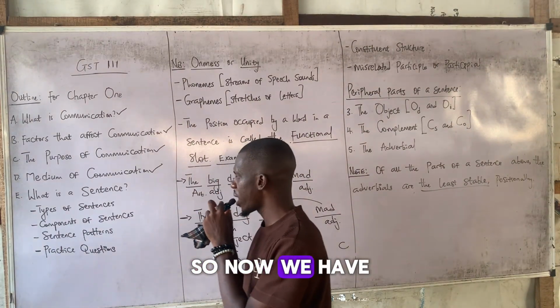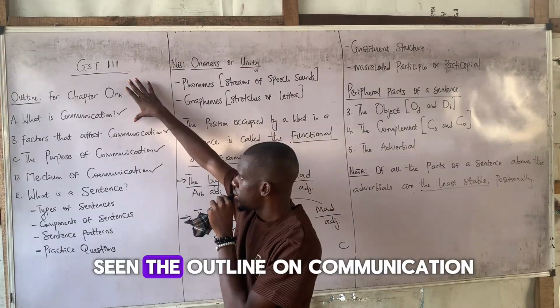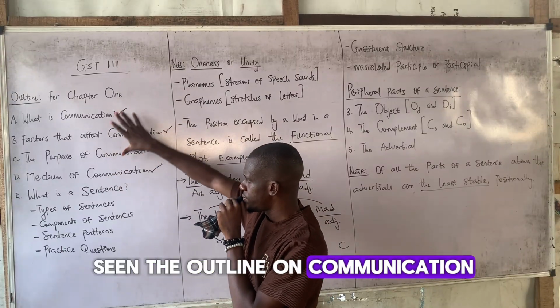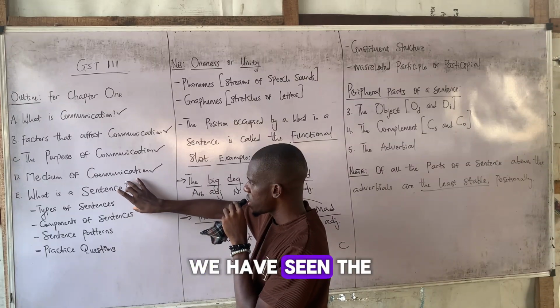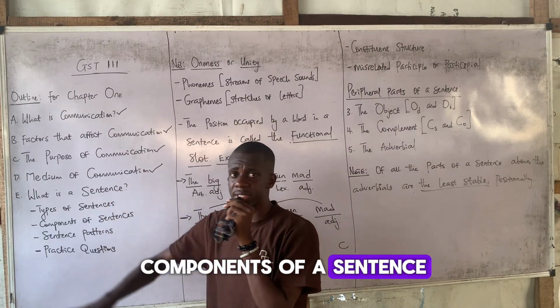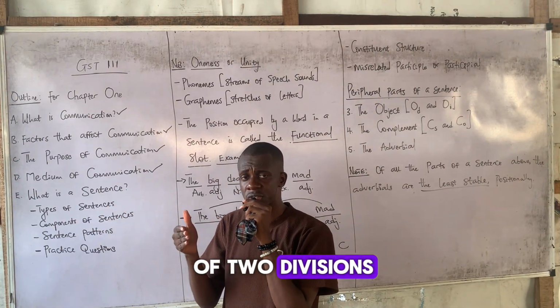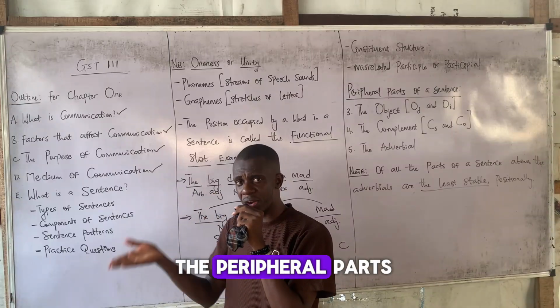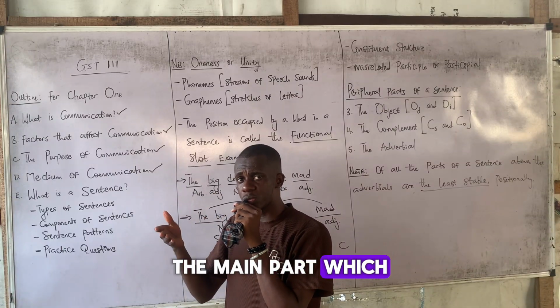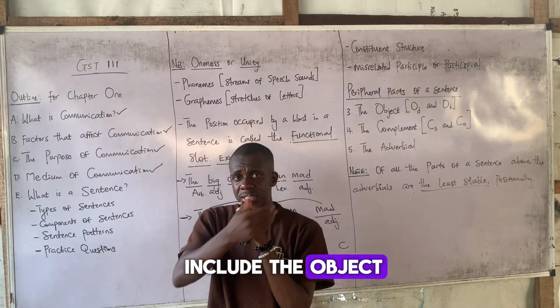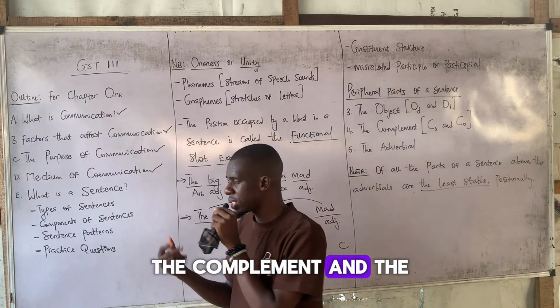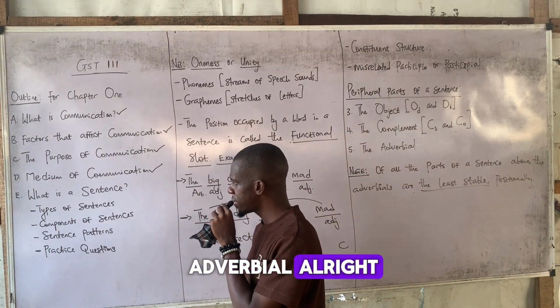So now we have seen the outline on communication. We have equally seen what a sentence is. We have seen the components of a sentence, which I told you are of two divisions, the main parts and the peripheral parts. The main parts include the subject and the verb, and the peripheral parts include the object, the complements, and the adverbial.